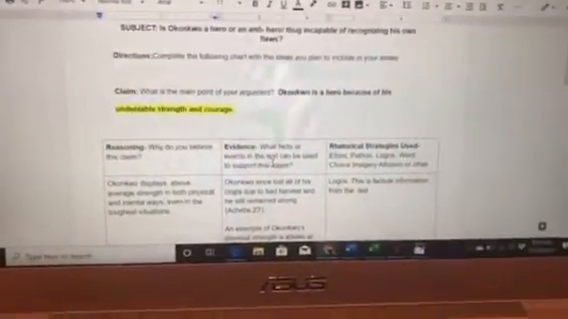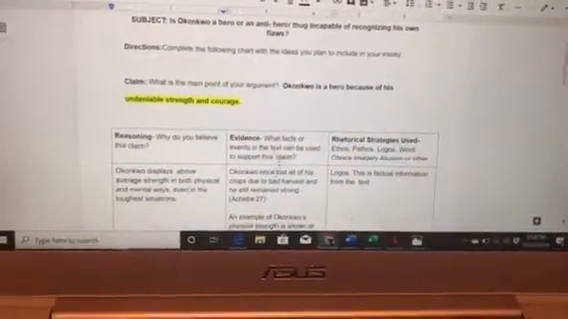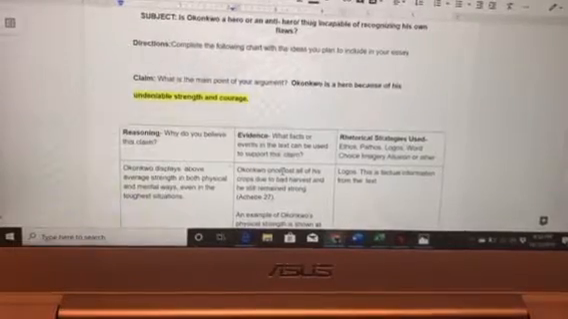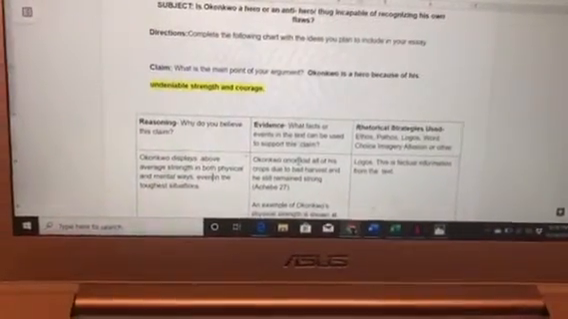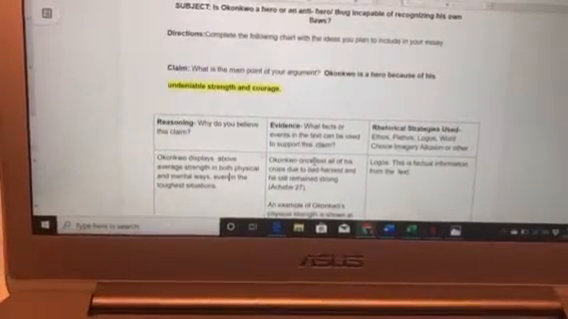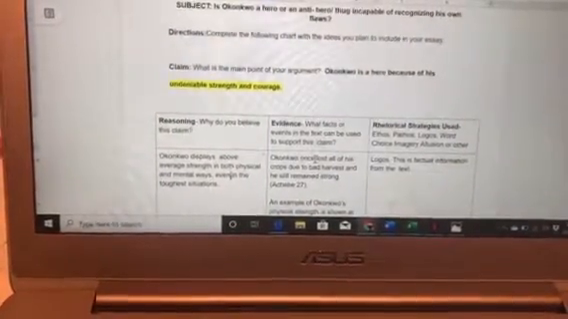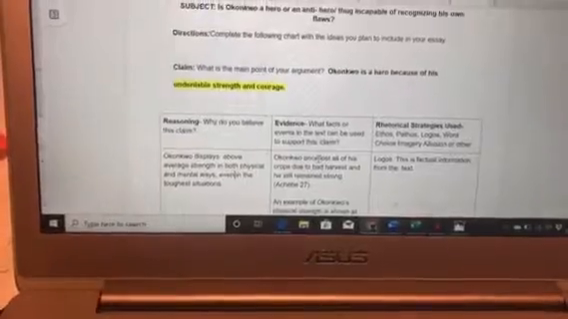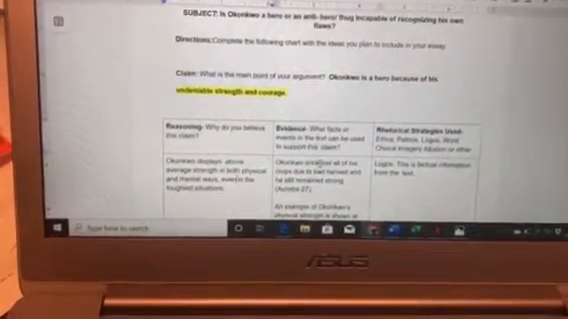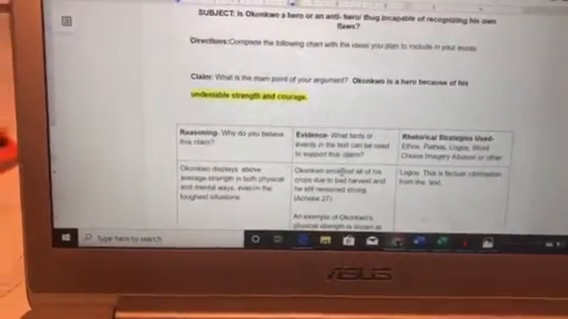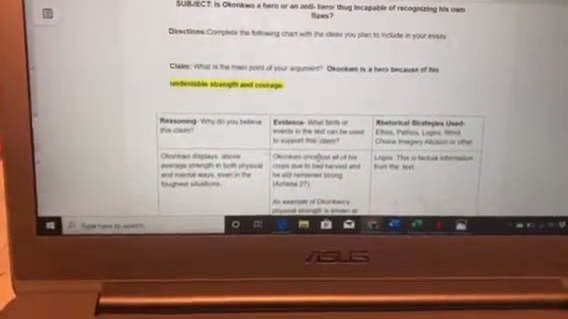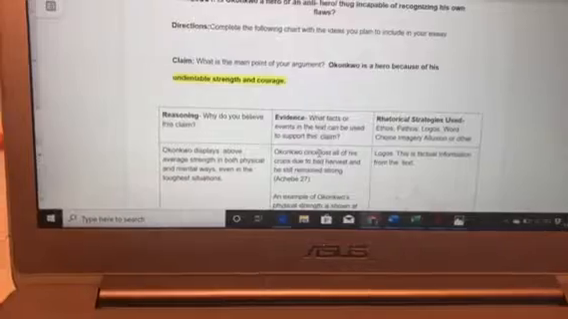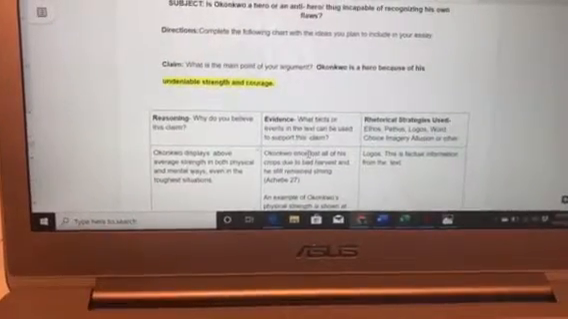Let's move to the second column, evidence. What facts or events in the text can be used to support this claim? I have to think back to something that I read in the text that shows Okonkwo having above average strength. That means he's stronger than other people who are in the text. So a physical thing, maybe he beat somebody, like maybe he won a fight or a wrestling match. That makes me think of the beginning of the text.